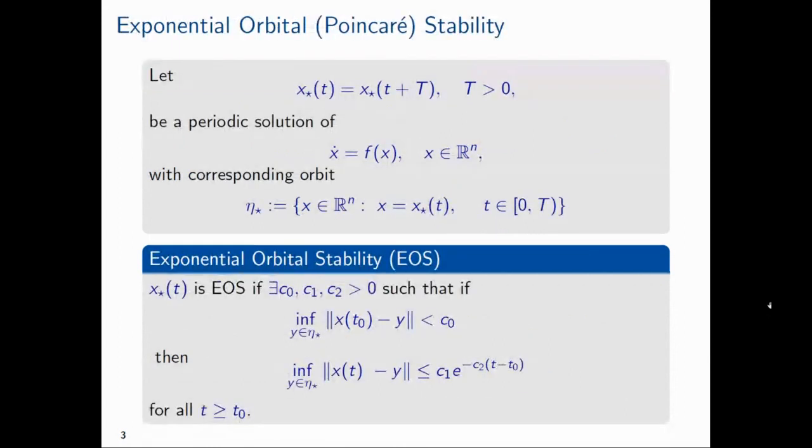So for those not familiar with orbital stabilization, let us remind ourselves of the notion of orbital stability, often called Poincare stability. Given a known solution x star of an autonomous closed loop system on R^n, and if we denote by eta star the corresponding orbit, that is the set of all states along this nominal solution, then we say that this solution x star is exponentially orbitally stable if, when we start sufficiently close to the trajectory, that is, this infimum distance is satisfied, then we will exponentially converge to it, that is, this infimum distance will exponentially decay towards zero with rate c2 and overshoot c1.